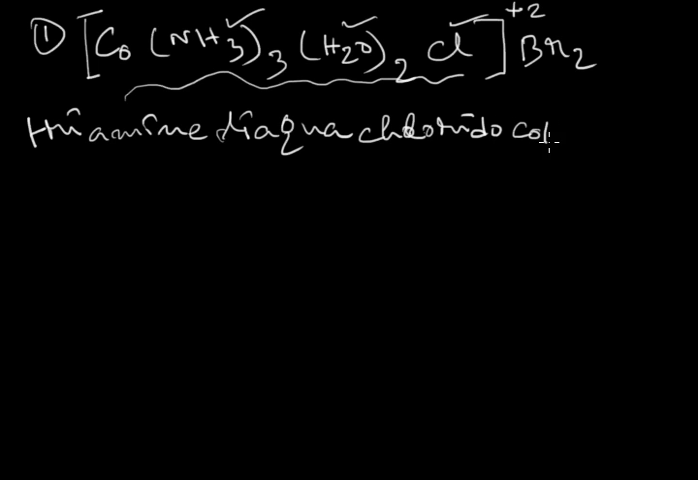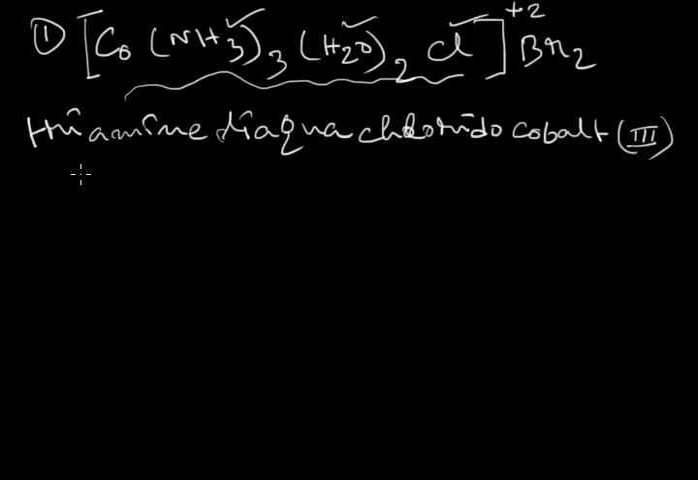Cobalt. What is the oxidation number of cobalt here? NH3 and H2O contain no charge, Cl contains -1 and 2 Br minus are there. So total negative charge is 3 minus. So the positive charge of cobalt is 3. This is the oxidation number of cobalt, and we write this within bracket.